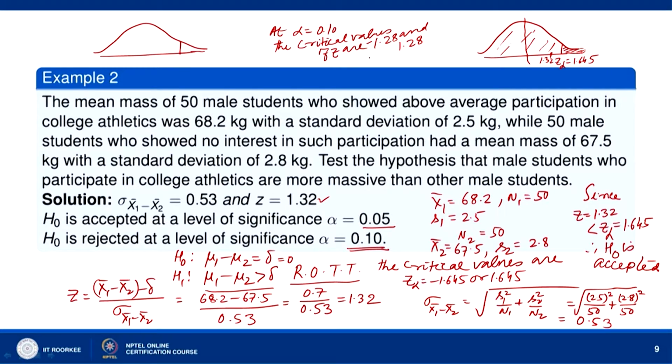This is your 1.28. And 1.32 is here. So, we are in the critical region. So, since 1.32 is greater than 1.28, H naught is rejected.